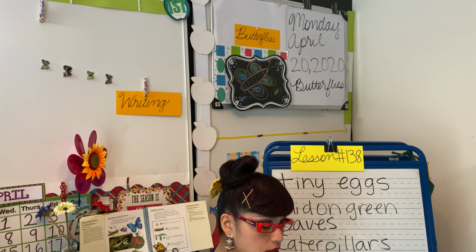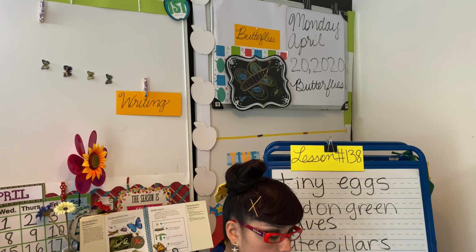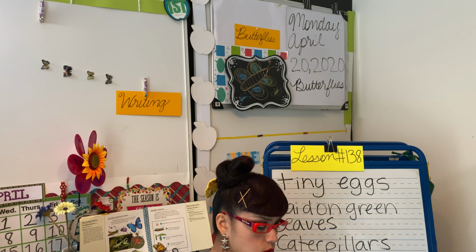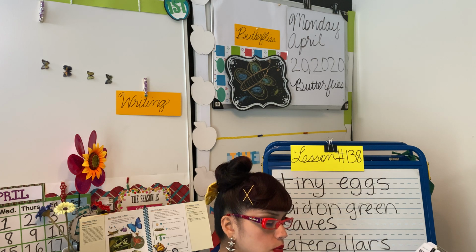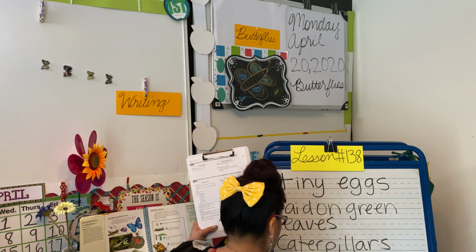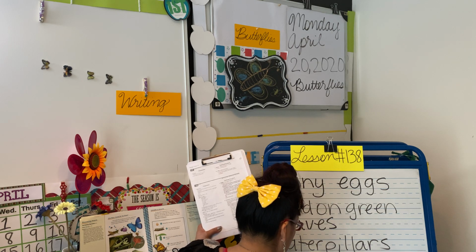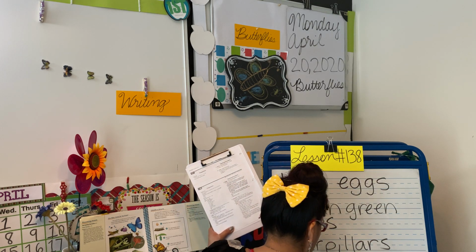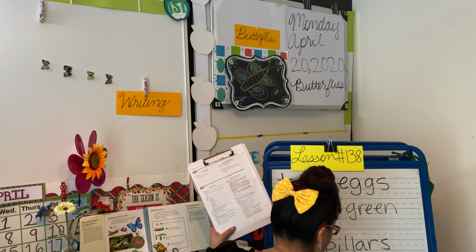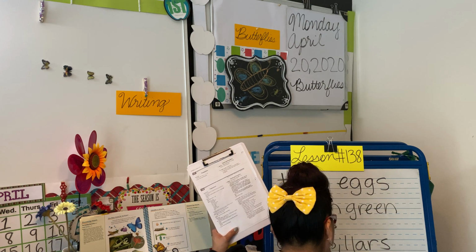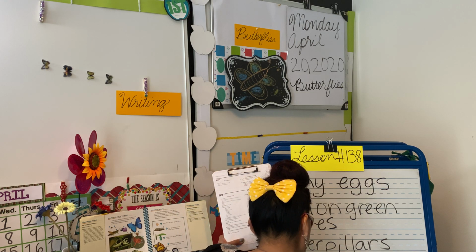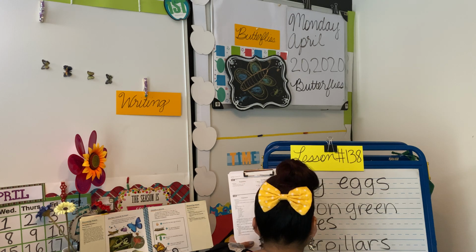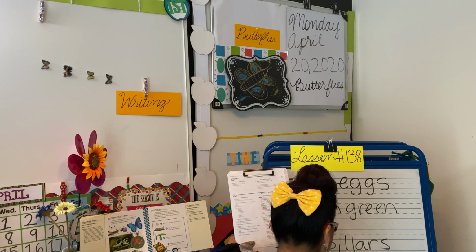The caterpillars eat leaves. The caterpillar's skin hardens into a chrysalis. I will write that word. So that means that the skin gets harder. And then next to it, I will put a chrysalis. So skin gets harder. And then in parentheses, I'm going to write the word chrysalis. Okay, chrysalis.